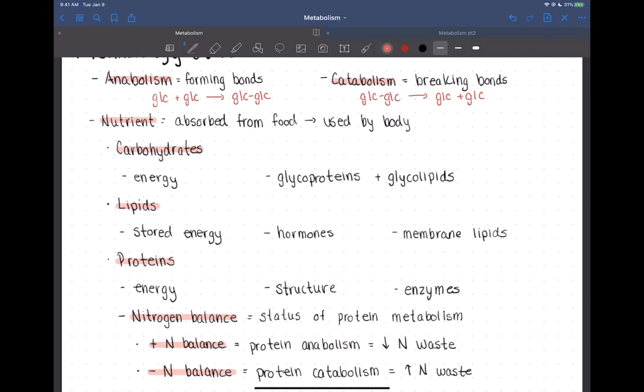So nutrients, by definition, are things that are absorbed from food that can be used by the body. Our first category is carbohydrates. Carbohydrates are used for energy, all right? Glucose is primarily what we're going to be talking about with aerobic respiration, being used for energy. They're also used for structure within a cell, so glycoproteins and glycolipids on the surface of the cell, and within the inside of the cell you can have some starches, giving structure to a cell.